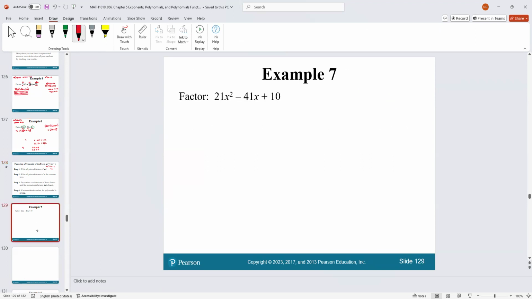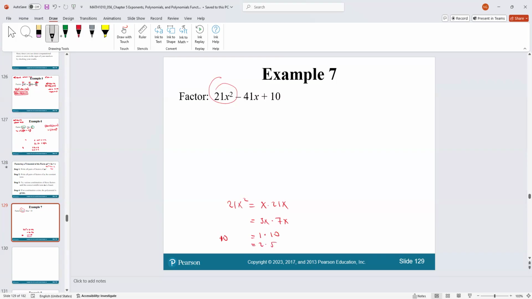We went over already a few examples like this one. First of all is the first term. We write all pairs of factors for ax squared, which is 21x squared. It's going to be either x times 21x, or 3x times 7x, but it can also be negative. It all depends on what we're looking for. The same way, for 10, we write all pairs of factors of the constant term. So 10 can be 1 times 10 or 2 times 5.